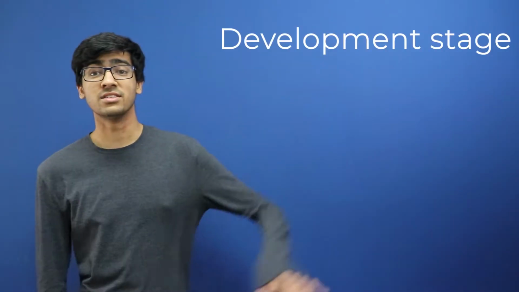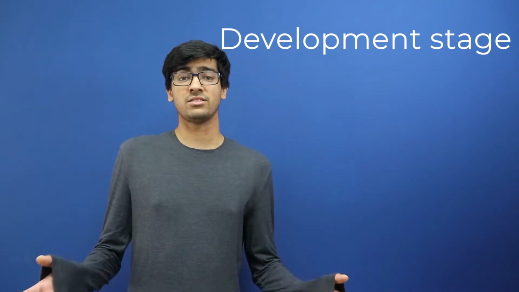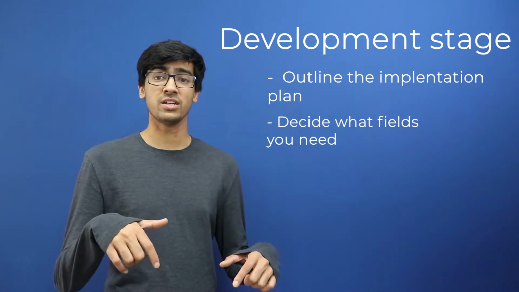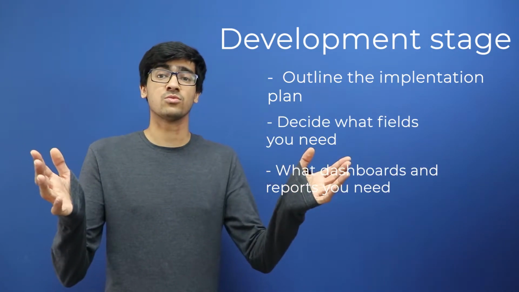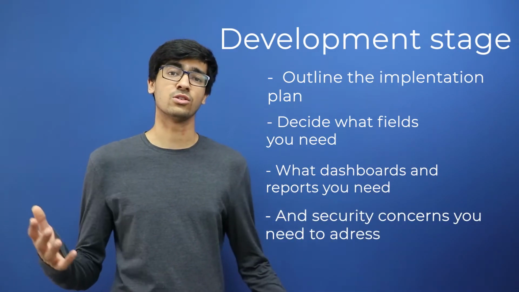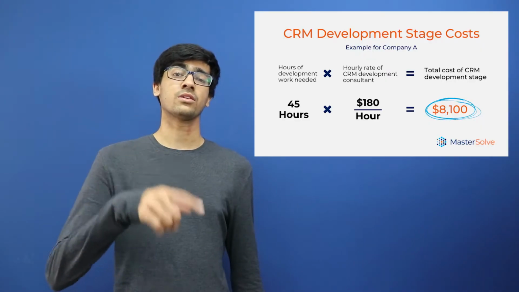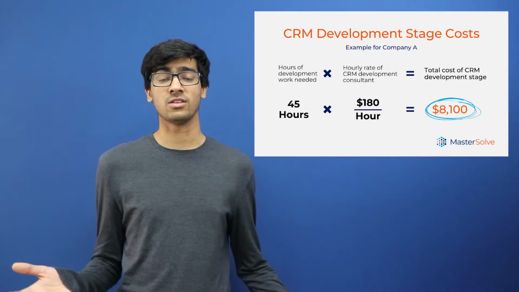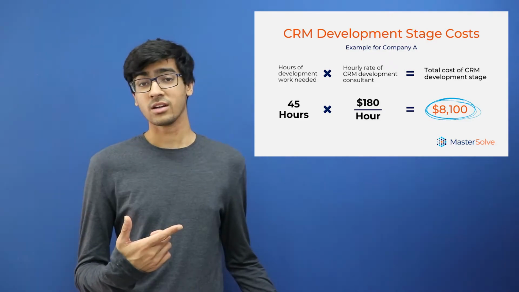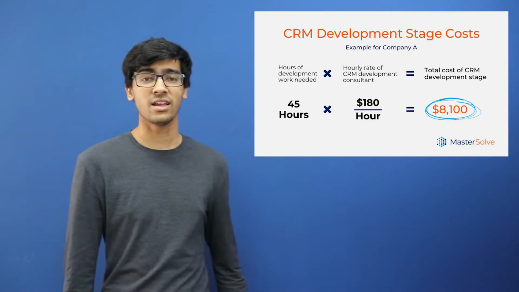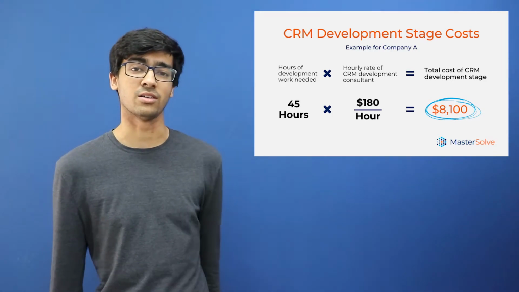The next part is the development stage. In this stage, you will outline your implementation plan as a whole. Your team will decide things such as what fields you need in your CRM, what dashboards and reports you'll need, and what security, compliance, and concerns you need to address as a whole. Company A met with their consultant and decided they needed 45 hours of development work. And with that consultant hourly fee of $180, Company A, they need a better name, spent about $8,100 on the development cost in the end.